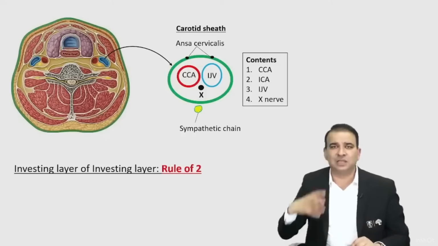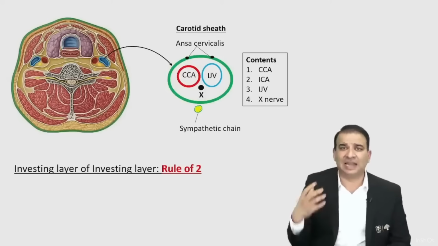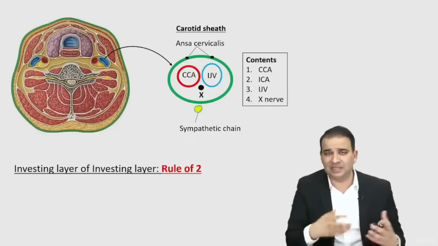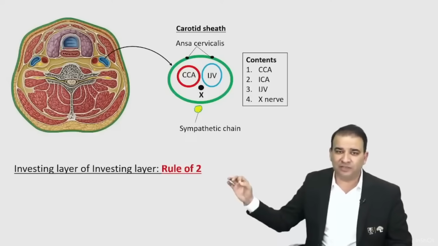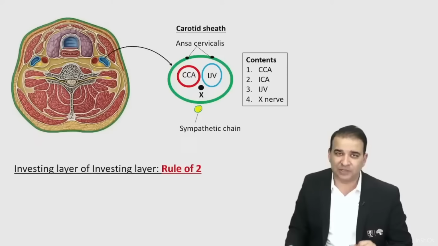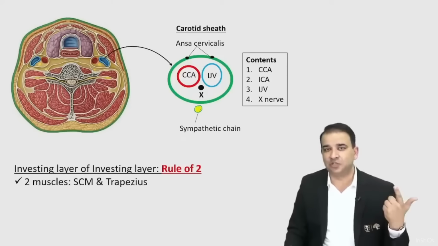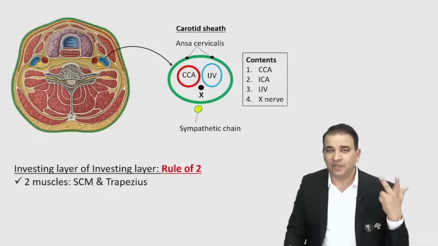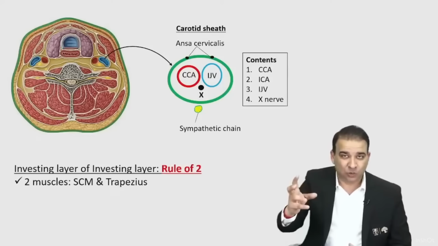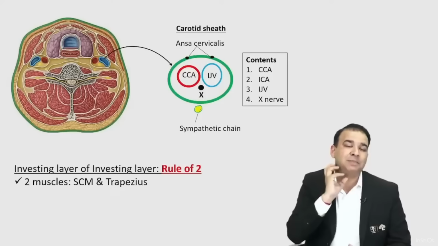Investing layer is enclosing the muscles, the glands, the pulleys and ligaments. So there is a rule of two for the investing layer, which could be a good question to ask. First of all, the investing layer is covering two muscles: the sternocleidomastoid and the trapezius. Second, the investing layer is covering two glands also, the parotid gland and the submandibular gland.